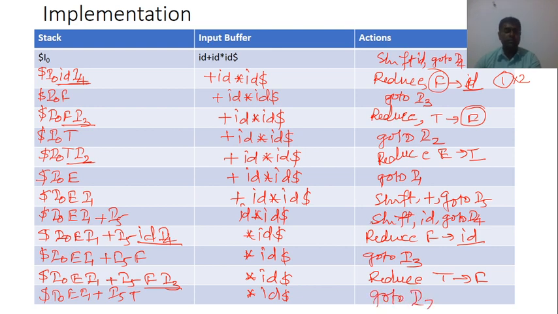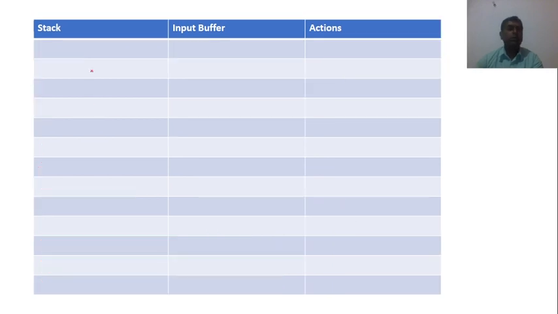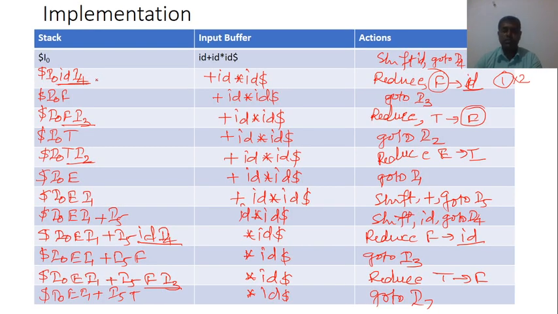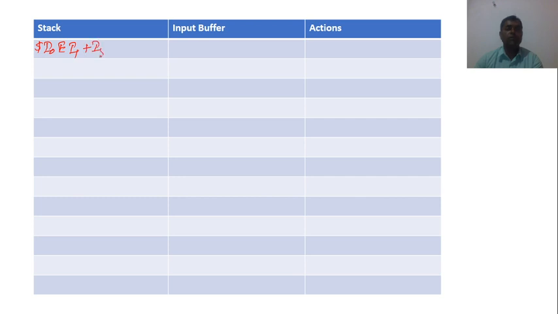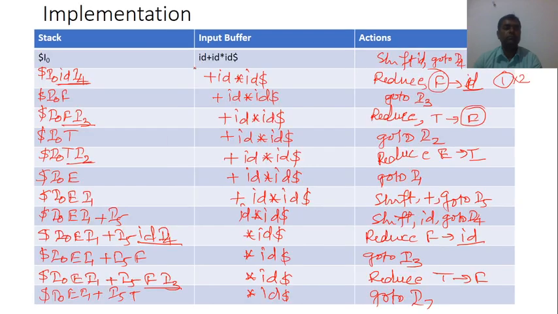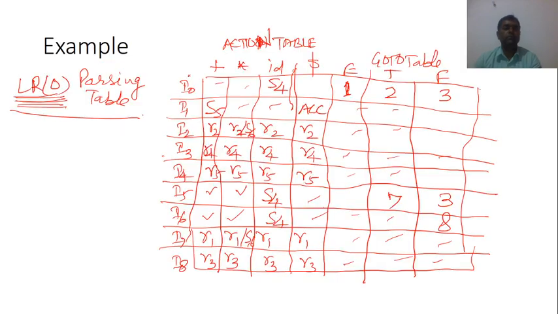So now it becomes $ I0 E I1 + I5 T and go to I7, so I7, and here it becomes * id $. Now I7 asterisk, that is S6 as well as R1.